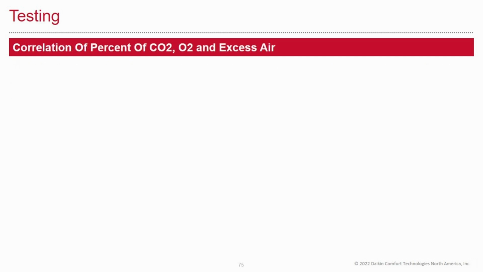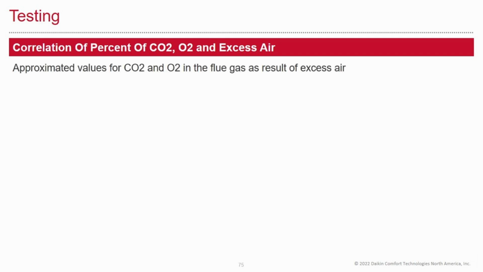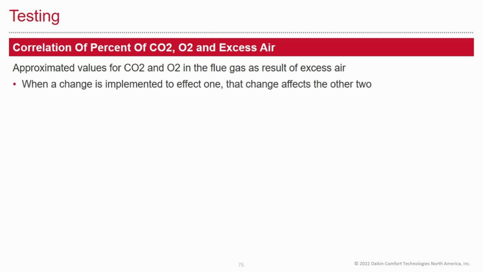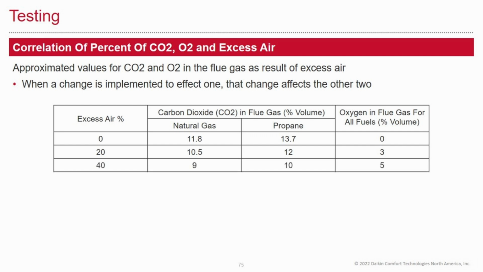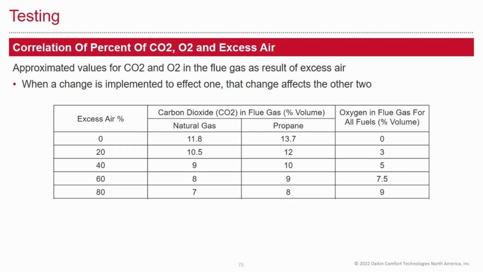Correlation of the percent of CO2, O2, and excess air. These are approximated values for CO2 and O2 in the flue gas as a result of excess air. When a change is implemented that affects either CO2, O2, or excess air, that change affects the other two as well. You can see by the chart below, as the percentage of excess air increases, the percentage of CO2 in the flue gas decreases, and the percentage of oxygen in the flue gas increases.